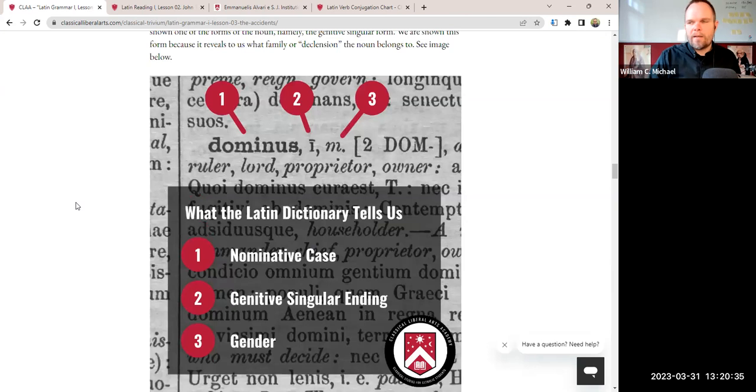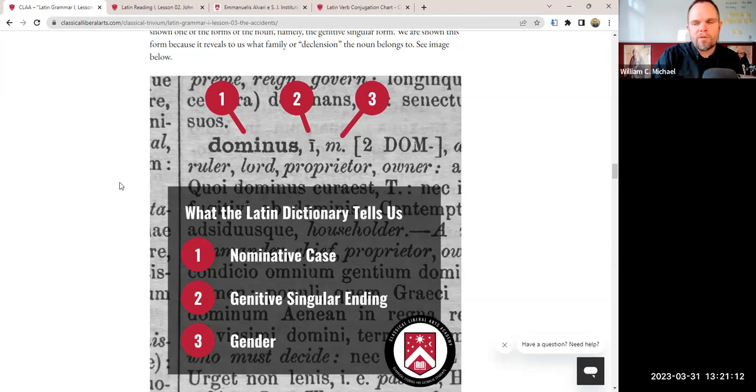In our lesson on nouns, I showed you how you can get all the information you need from a dictionary, right? So we had the same problem with nouns. We can say that you can learn the family that a noun belongs to by looking at its genitive singular form, but nobody knows what that is. So that's really not helpful. So I said, well, the dictionary shows you that information. You can look in a dictionary and it will tell you the nominative form and the genitive singular form and the gender. So it'll tell you everything you need to know what declension the noun belongs to in the dictionary.